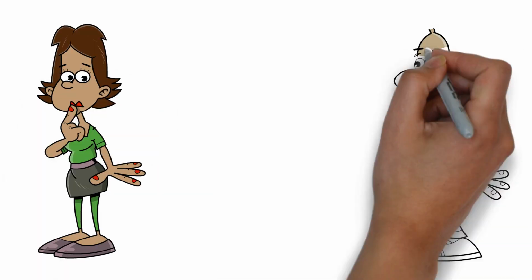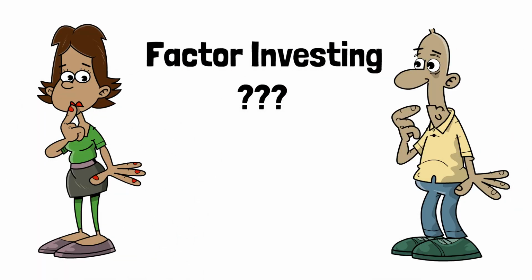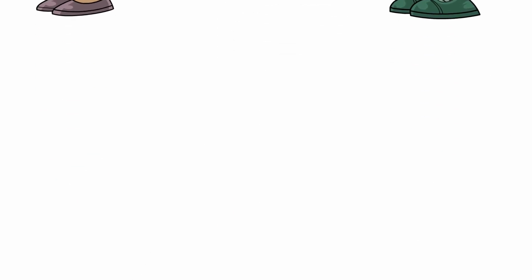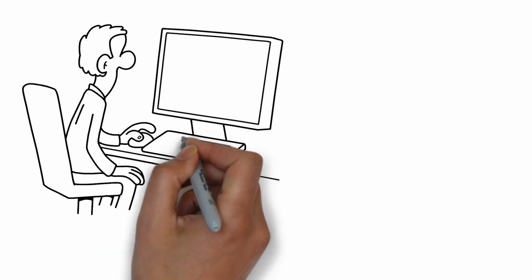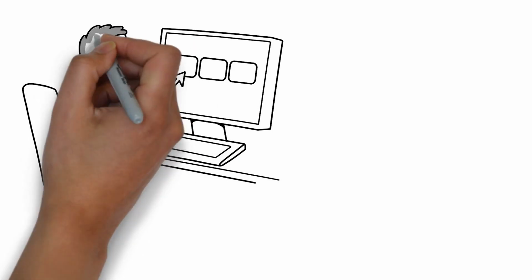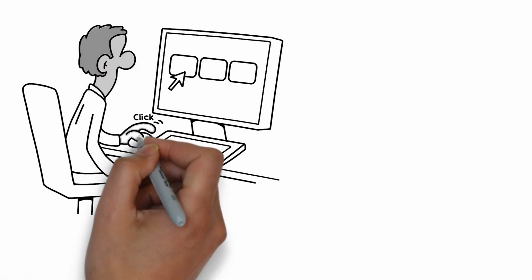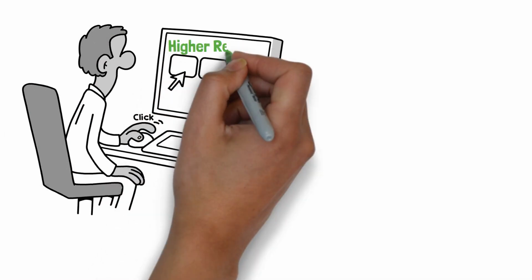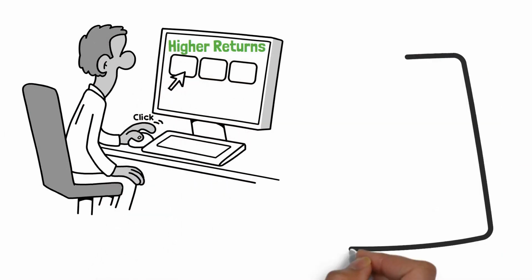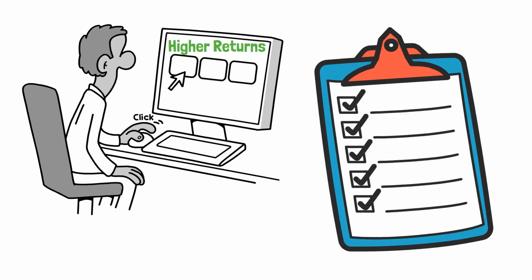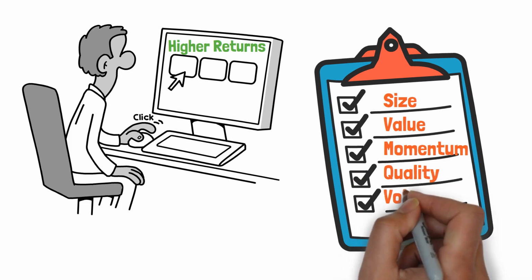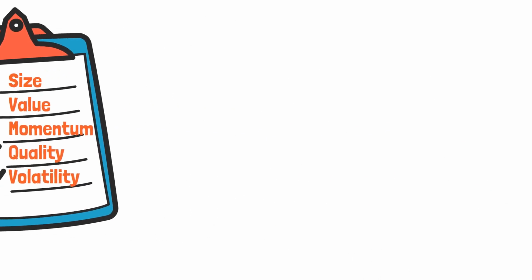Now, how can you use factor investing to your advantage? In this video, we will give you detailed examples of how it works. Factor investing is an investment strategy that involves selecting stocks based on specific characteristics or factors that are believed to be associated with higher returns. These factors can include measures such as size, value, momentum, quality, volatility, and others.